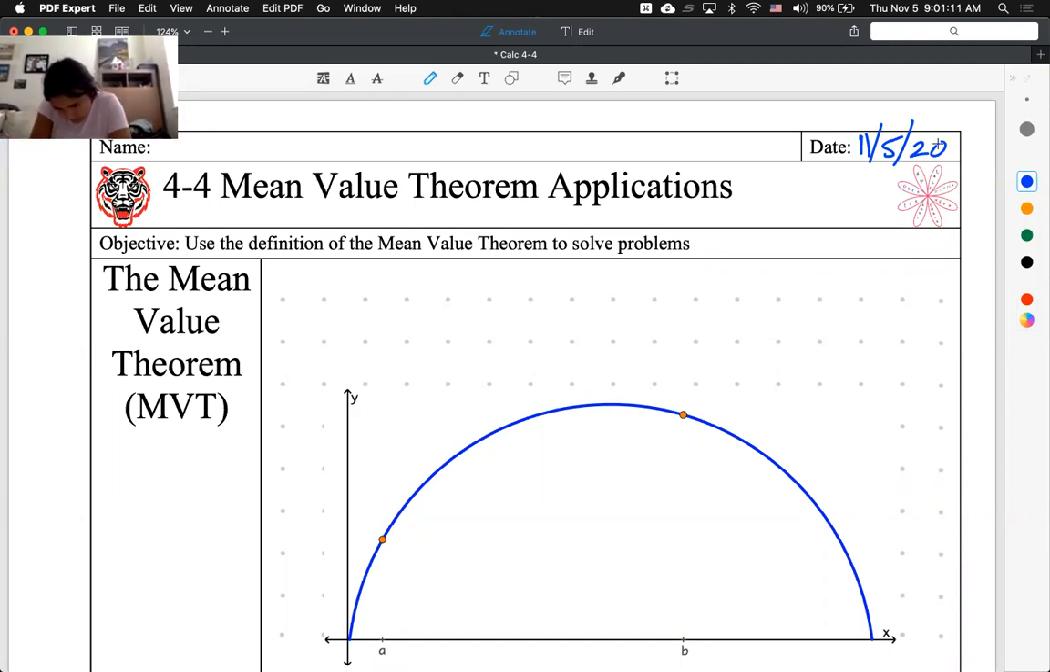Yeah, you thought that you were done with it in Unit 2. No, it comes back over and over and over again. Teflon, what is the mean value theorem?